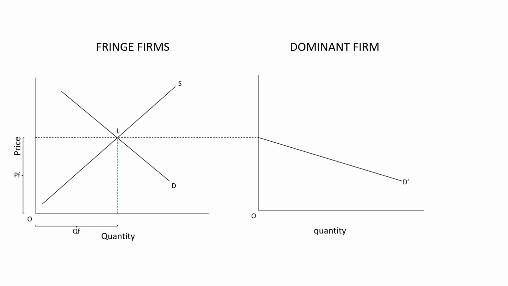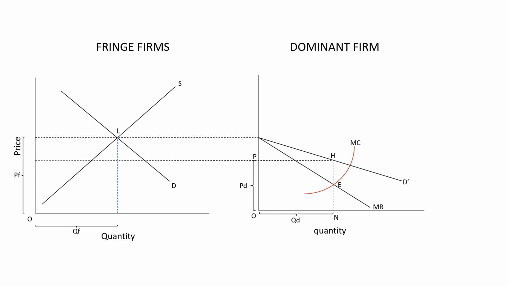This is the demand curve of the dominant firm, that is D dash. This is the marginal cost curve. This is the marginal revenue curve. The marginal revenue curve and marginal cost curve intersect at point E, from which we can determine the optimum price PD and optimum quantity QD of the dominant firm.